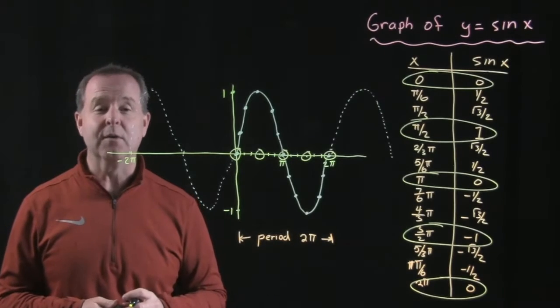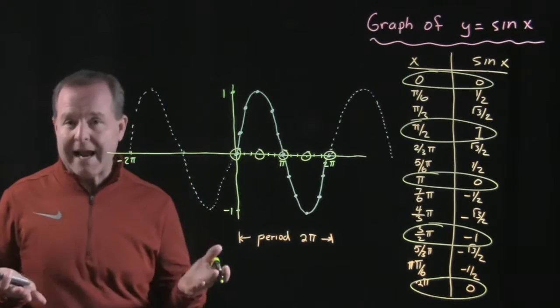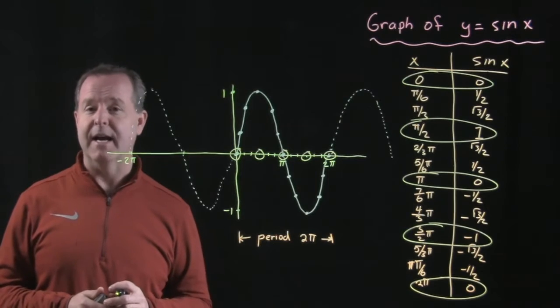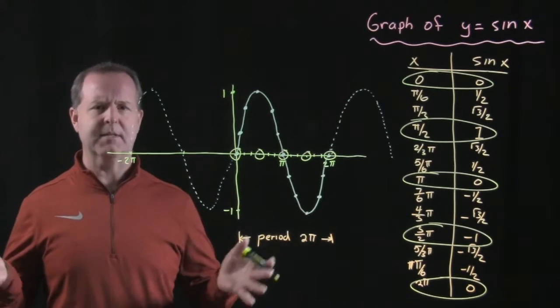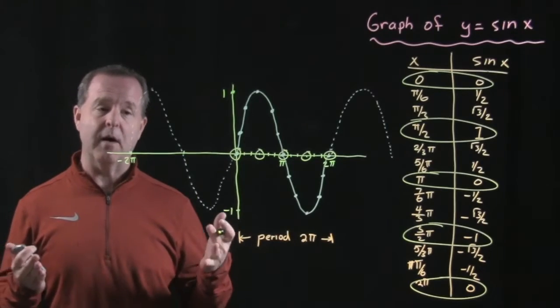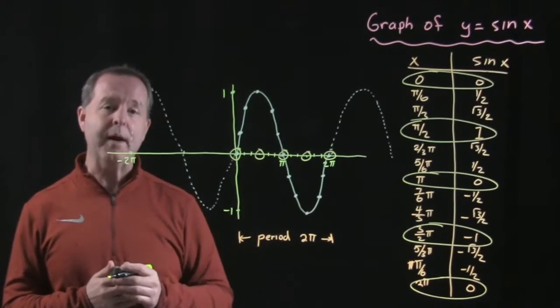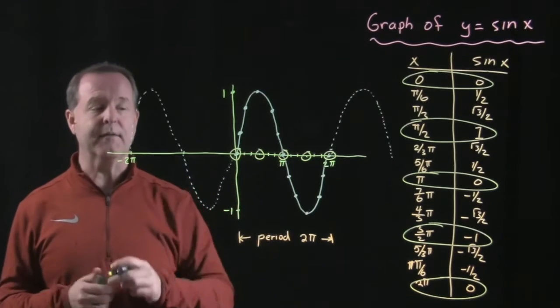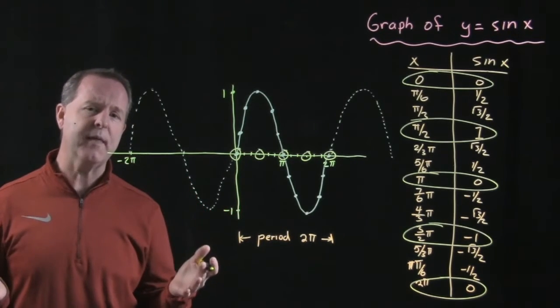I'd like to introduce to you and draw your attention to the graph of the sine function, the graph of y equals sine of x. So far we've been thinking about sines in terms of circles and triangles, but we can also think about them in terms of laying out points on a coordinate plane, on a typical xy plane, if you will. So how do we do that?